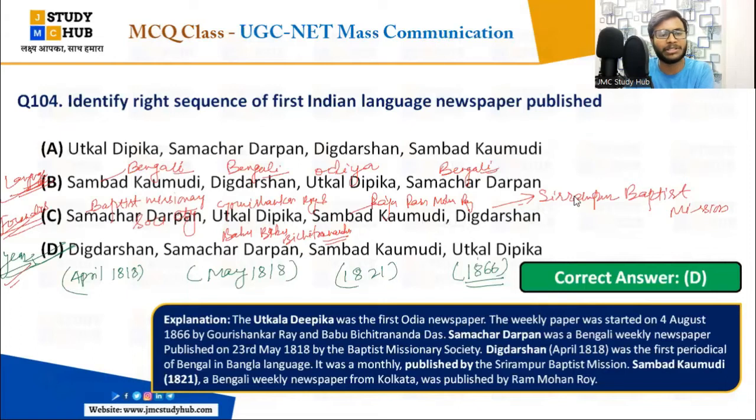So please remember, this is very important, to identify the right sequence of the first Indian language newspapers, right? They can ask you in terms of the establishment years. Also, they can ask you direct questions. Okay. So each and everything is important here. Okay. सारी information हमने आपको दे दिया है from the launching years, founders and establishment, founders, language and years. Okay. चलिए आगे बढ़ते हैं.